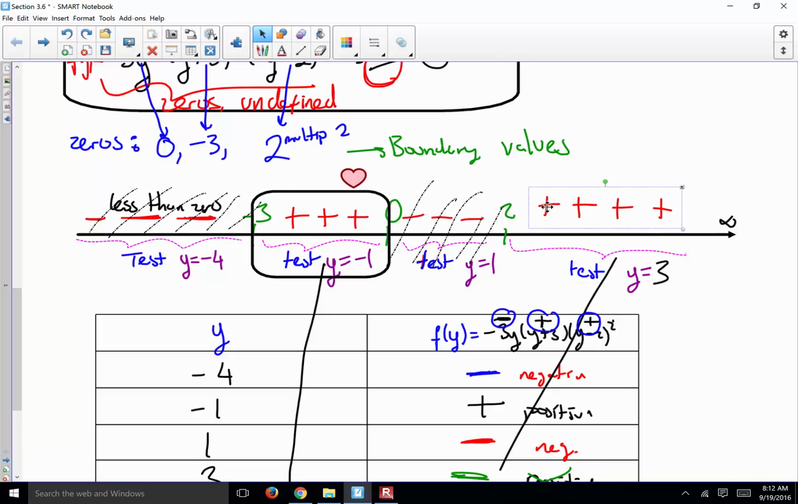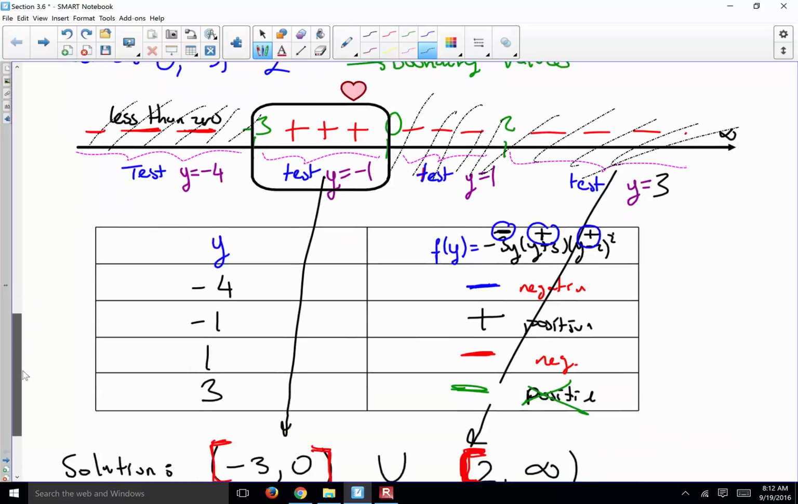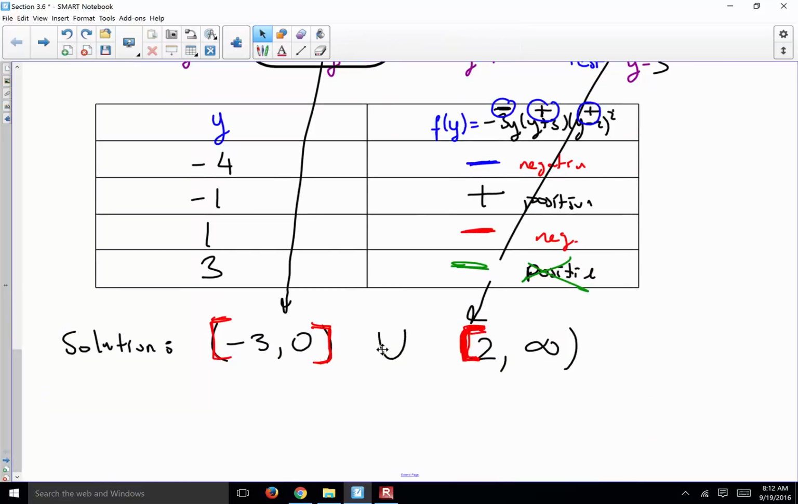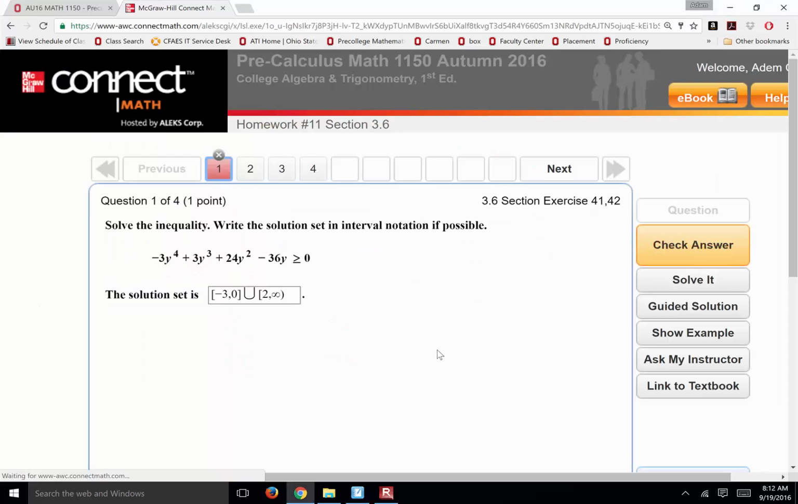Clean this out as well. It's a negative sign. So it's a bad region as well. We don't care about this. So I have to take it out of my intervals. No union anymore. It's just minus 3 to 0.